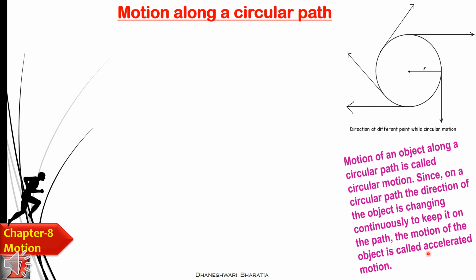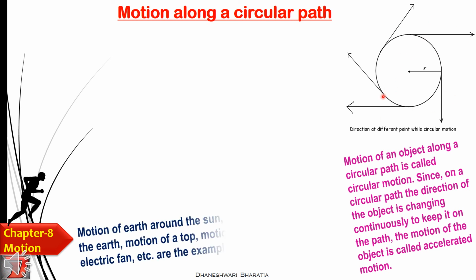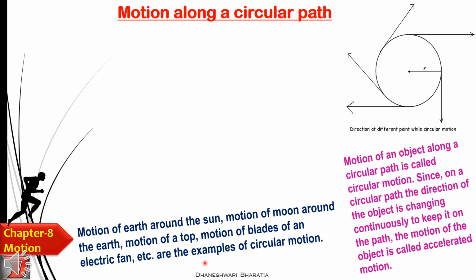The motion of the object is called accelerated motion. आप एक ही पाथ में मूव हो रहे हो ना, आप स्लोली जाओगे, थोड़ा धीरे धीरे जाओगे, डायरेक्शन चेंज हो रही है, but one time will come when the motion will be highly accelerated. आप गोल घूम रहे हो, isn't it? The example for this will be the motion of the earth around the sun, motion of the moon around the earth, motion of a top, motion of blades of the fan, etc. are the examples of circular motion.